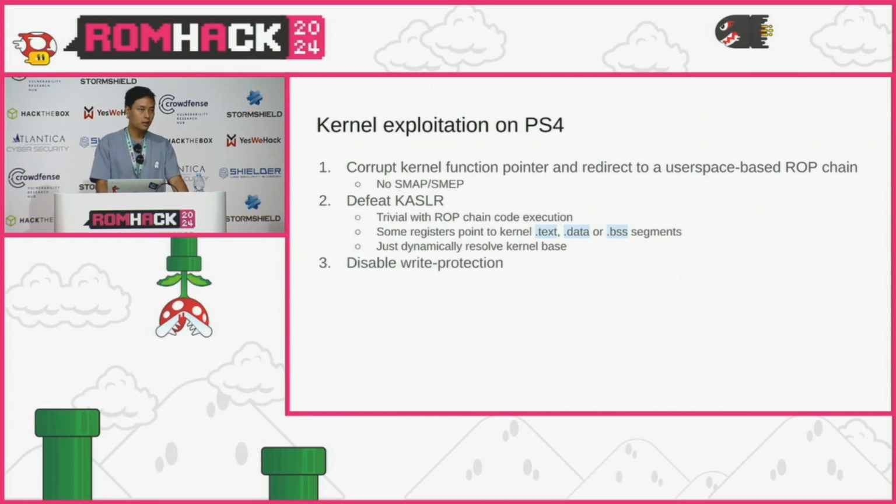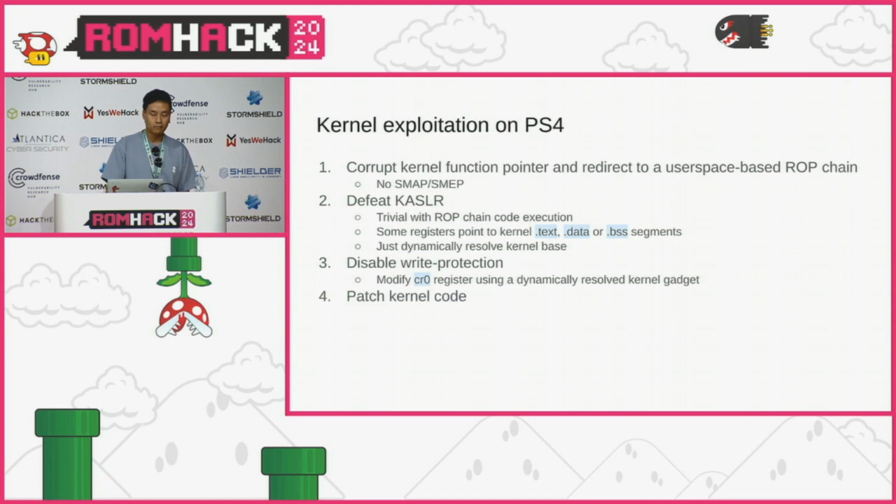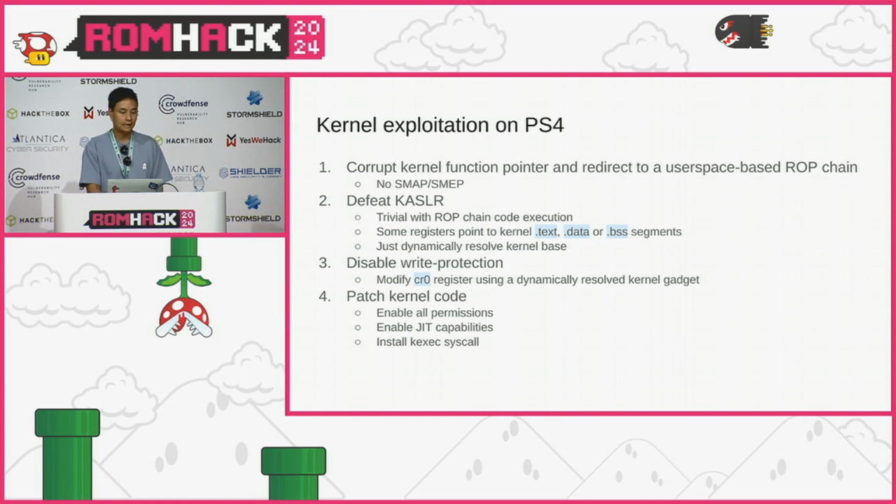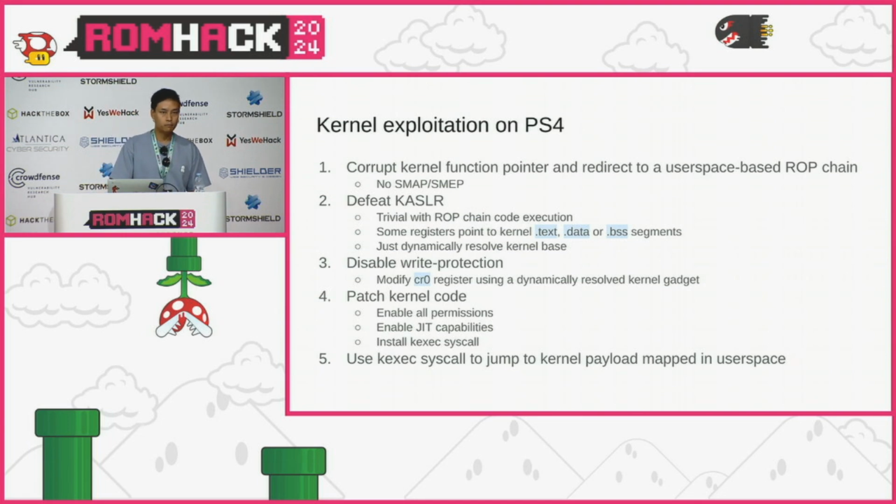And next, what we do is we disable the write protection using a dynamically resolved gadget that writes to CR0. And with that, we are now able to modify the kernel code to add some patches, for example, in order to enable all the permissions. We enable the JIT capabilities, and we also install a fake syscall, which is called kexec, and that does nothing else than just jumping to the first argument in kernel context. So with that, we can just map a payload in user space with the JIT capabilities and use the kexec syscall to jump to it.